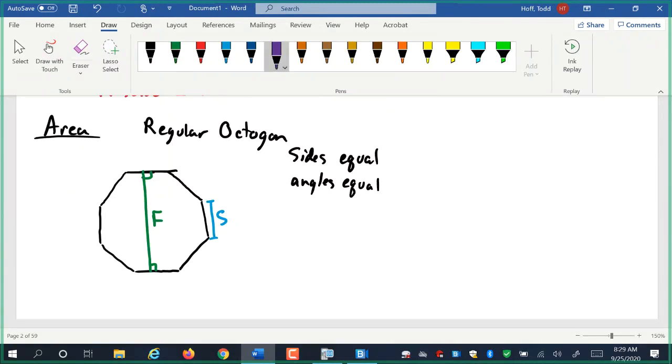And the final one goes diagonally from one corner to the other. We're going to label that D for diagonal. Now these dimensions are chosen because they have meaning outside of the octagon, meaning in machining, to be honest.